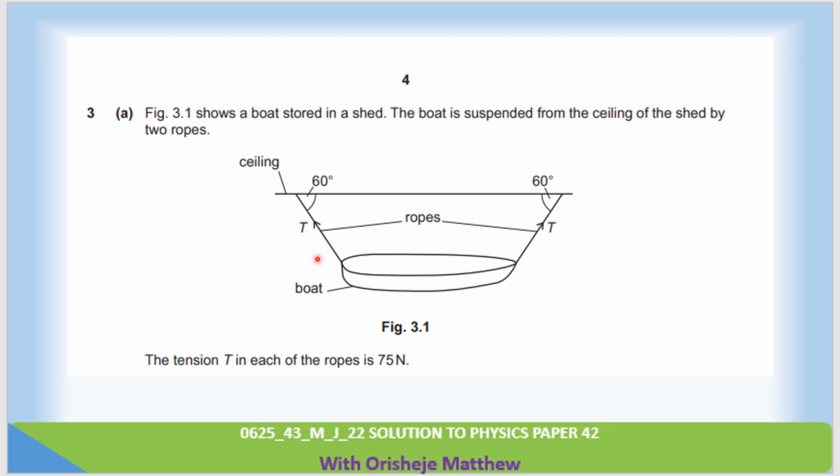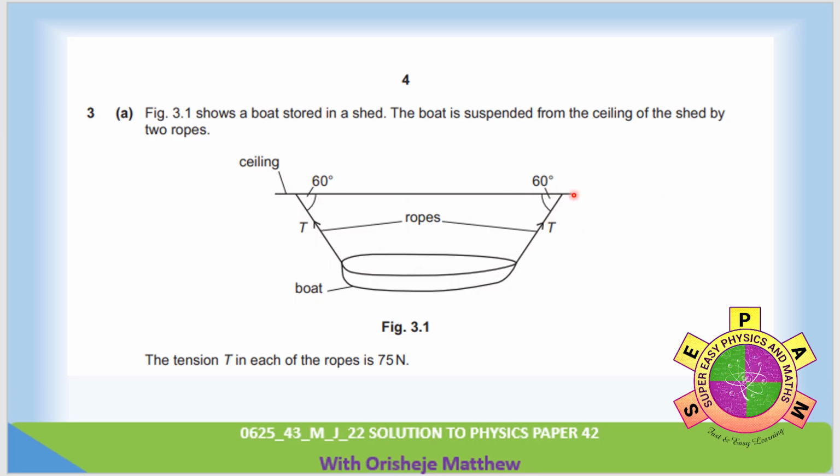So right, question 3. A boat is stored in a shed. The boat is suspended from the ceiling of the shed with 2 ropes. So this is the boat, and then you have 2 tension ropes holding the boat to the roof, the ceiling. The rope is inclined at an angle of 60 degrees to the horizontal.